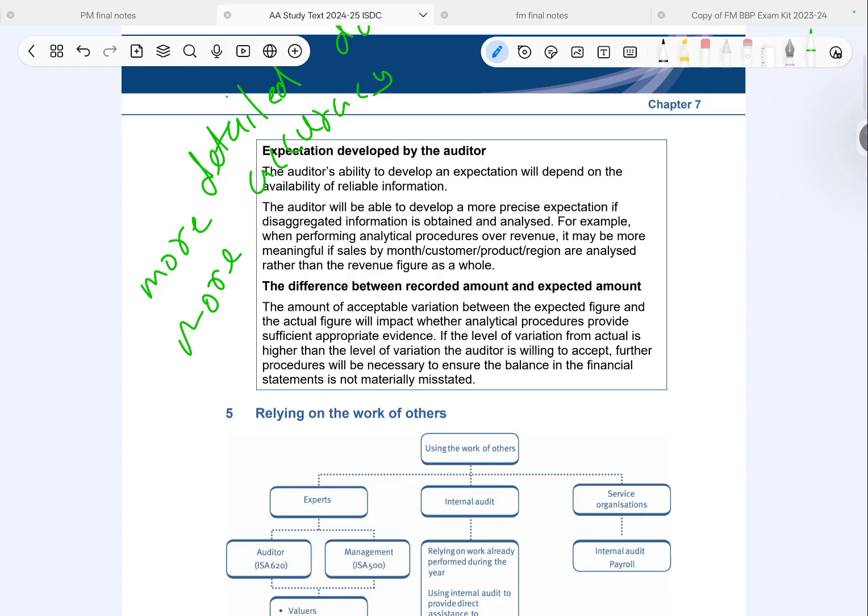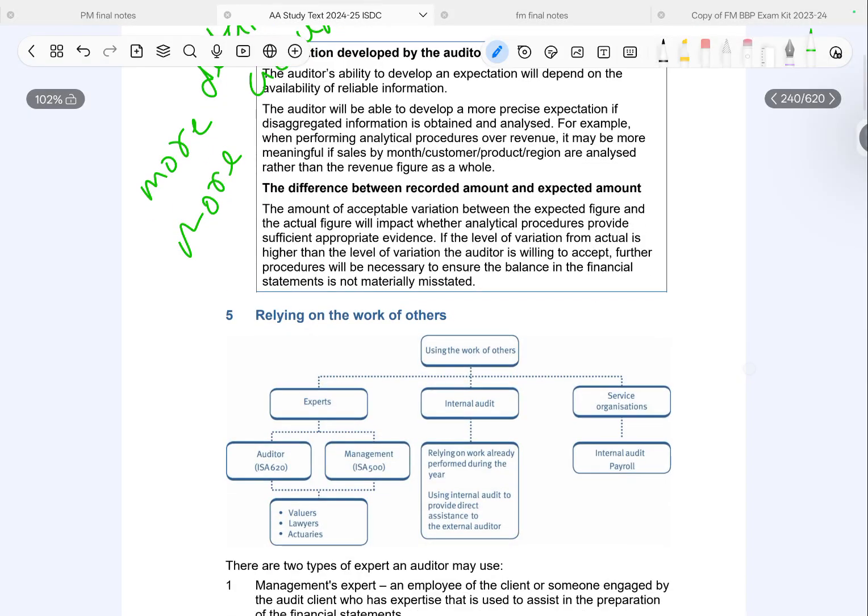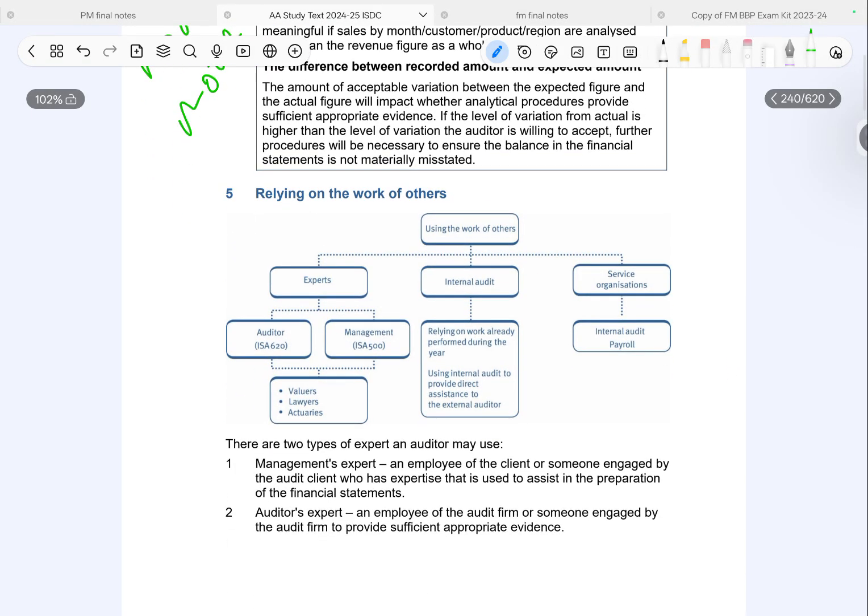Now, finally, relying on the work of others. Auditors use experts, but there are two types. First is a management expert, sometimes hired by the client to help prepare financial statements. Second, we have the auditor's expert, someone hired by the auditor to help gather audit evidence.